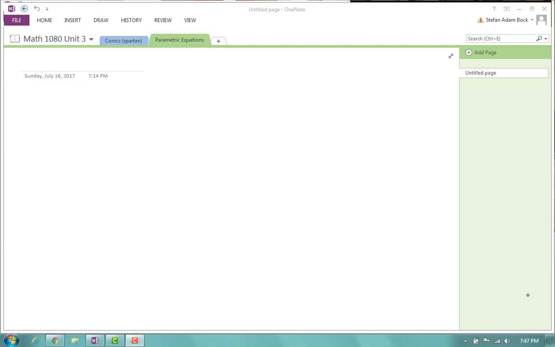So first up in chapter 10 we have parametric equations. Now, setting problems up in terms of parametric equations is actually incredibly useful for describing pretty much any problem that involves motion.